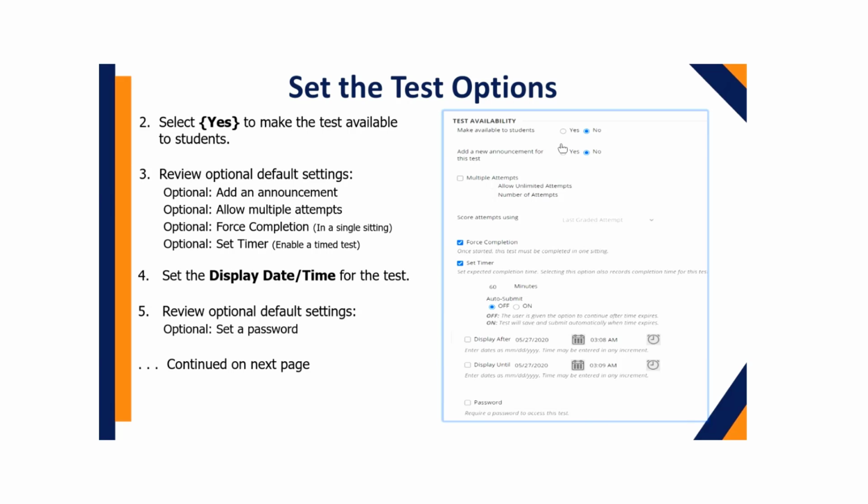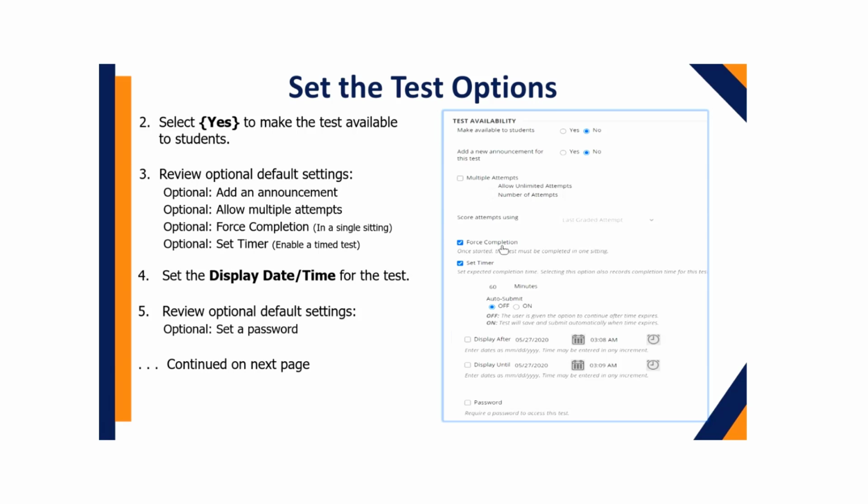Blackboard will do that for you, but they will put an announcement out there that the test is ready and available. If you want to set the exam for multiple attempts, you can certainly do that. If you don't want them to have multiple attempts, then you don't need to change this section at all. It is assumed in default by Blackboard that you'll have a single attempt.